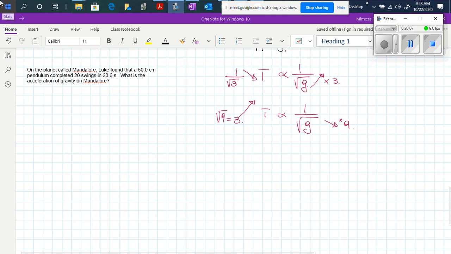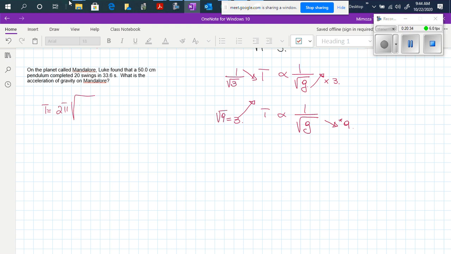We have a planet, and Luke found that a 50 centimeter pendulum completes 20 swings in 33.6 seconds. What is the acceleration due to gravity of this planet? Let me take a look at the formula again. So we have 2π the square root of L over g, and I will do the calculations, or manipulations I should say, of this formula to isolate for g.